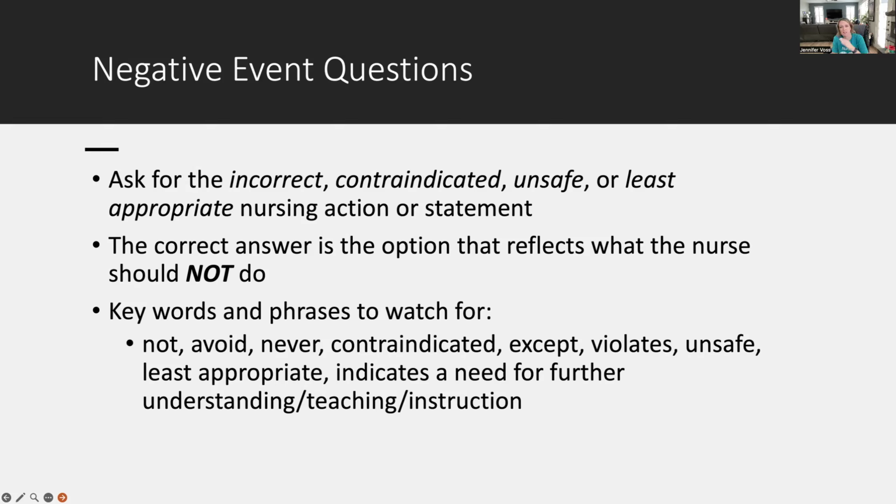So in this case, the correct answer is the option that reflects what the nurse should not do. So we're looking for the falsiest false answer, right? So the keywords and phrases: not, never, there are a whole bunch of negative words here. Here's where we see that indicates a need, right? So we saw in the positive polarity, we had indicates an understanding. Now all of a sudden we have indicates a need for further understanding, further teaching, further instruction. So anytime we see that further, you can think to yourself, oh, the F in further, F for false, right? So I'm looking for the false option here.